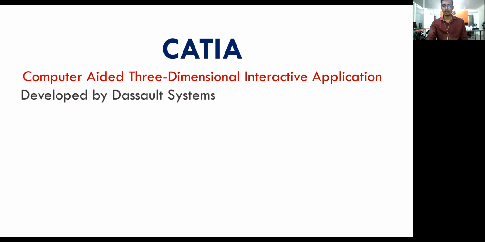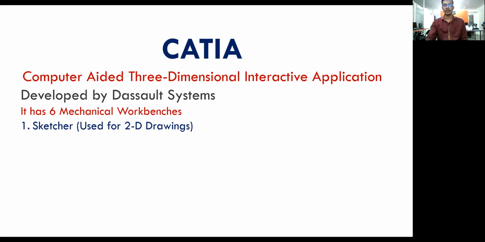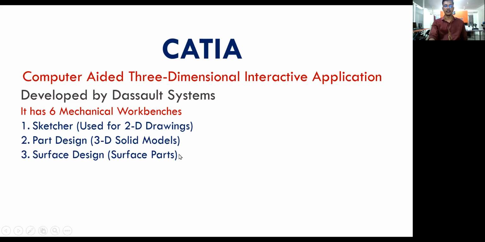We'll get to know more in the next classes. In CATIA, we have six mechanical workbenches. The first one is Sketcher, which is used to create 2D drawings. Only 2D drawings are created in Sketcher. The second workbench is Part Design, which is 3D modeling, in which you add the material to the 2D drawings you have created and convert them to 3D. Next we have Surface Design, in which we only create the surfacing part.